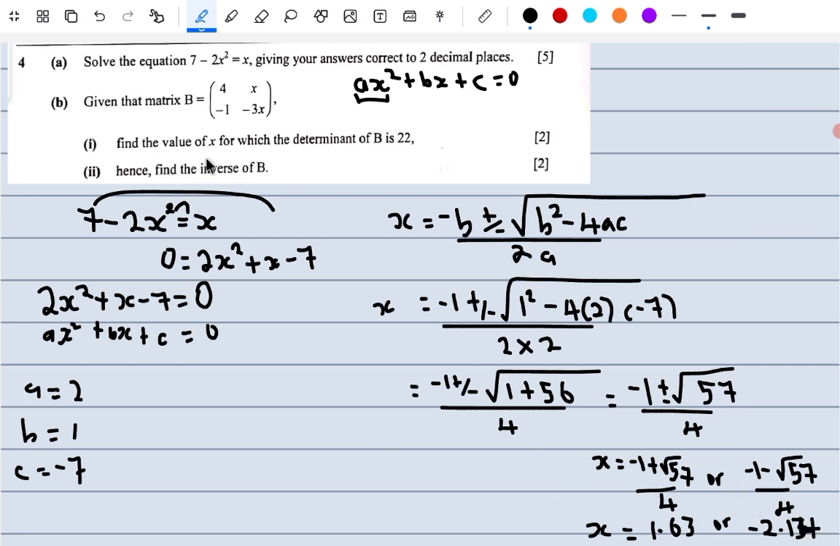Okay, so you can answer this one, and it's 5 marks. Okay, very simple. Let's go to question B.